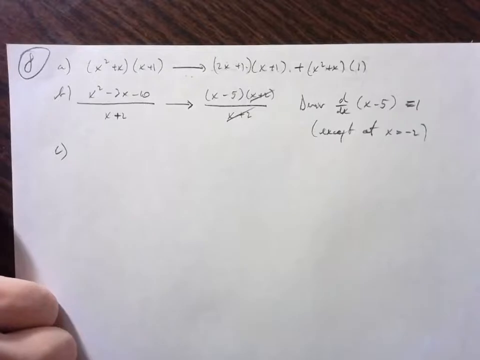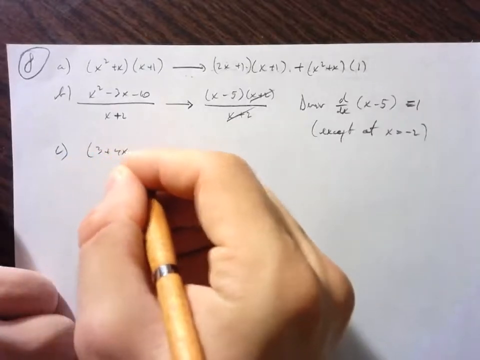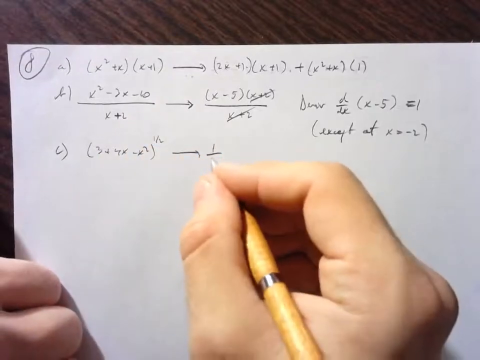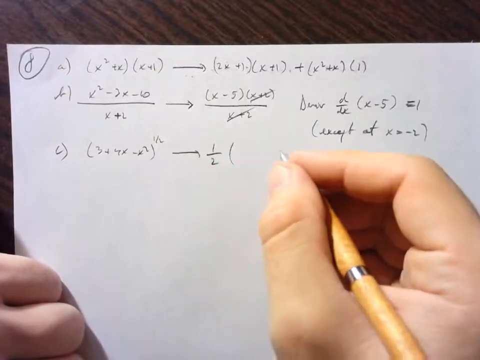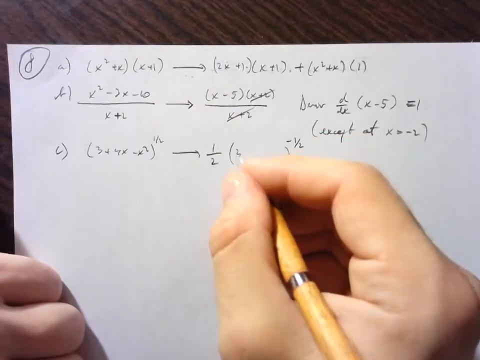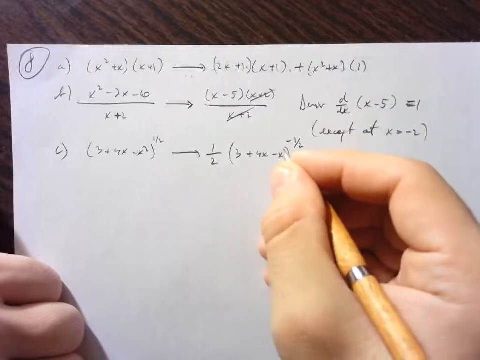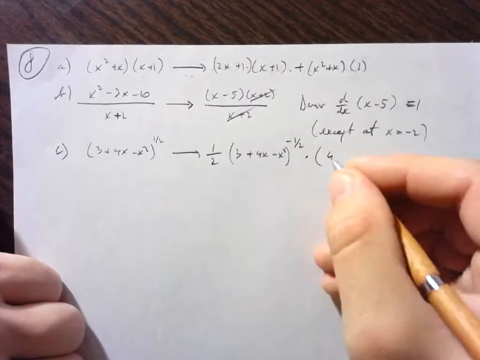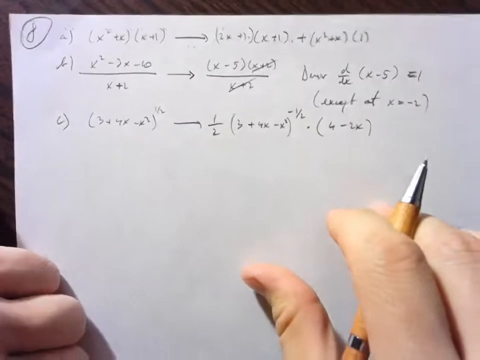Part C, we have a chain rule problem here. So I'm looking at 3 plus 4x minus x squared raised to the power of half, and the outer function is the 1/2 power. So I'm going to bring down the 1/2, and the new exponent is negative 1/2. And of course inside I have the original inside function, which is 3 plus 4x minus x squared. But now, because of chain rule, I need to multiply by the derivative of this inside, and that's 4 minus 2x. So that's the derivative here.